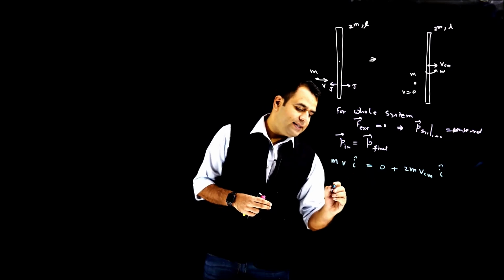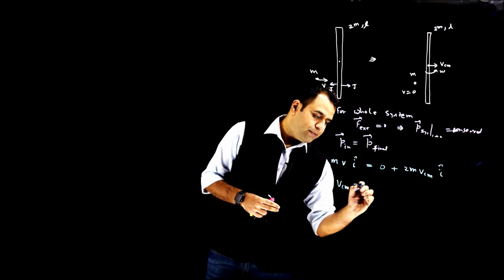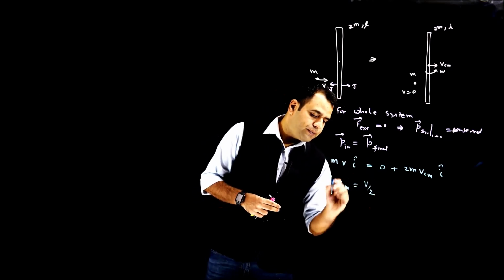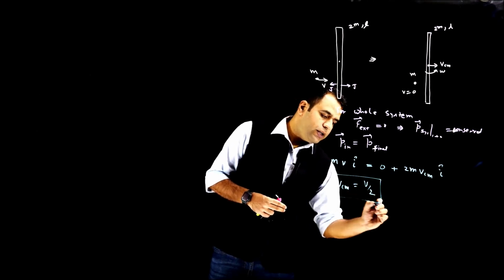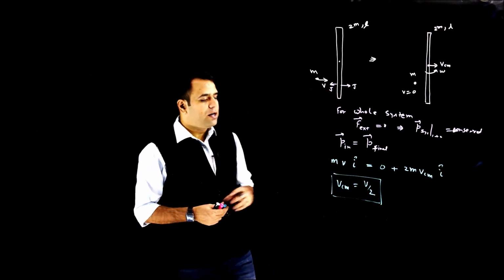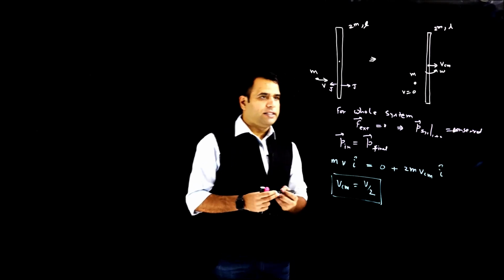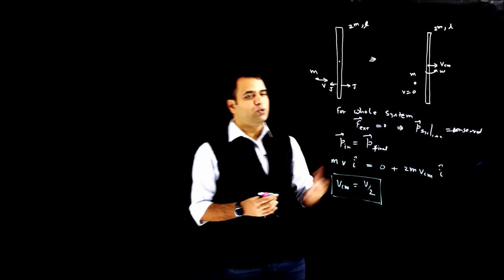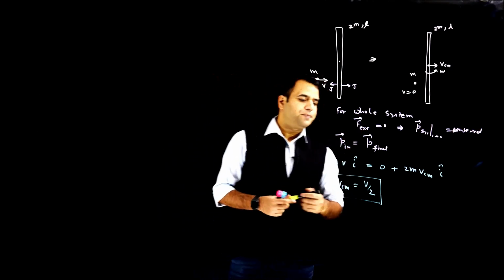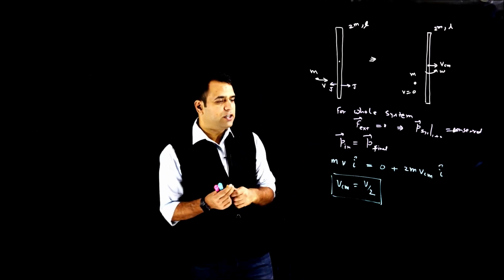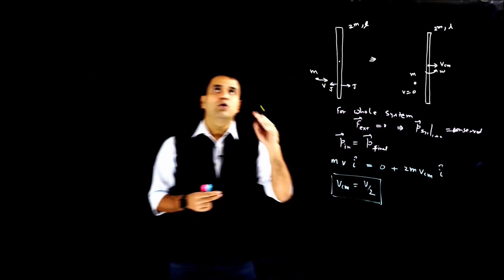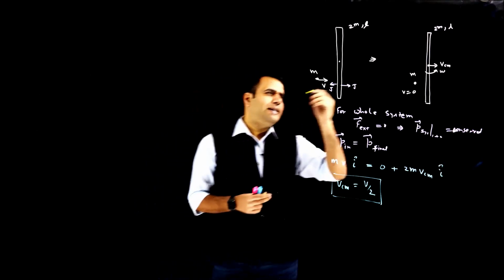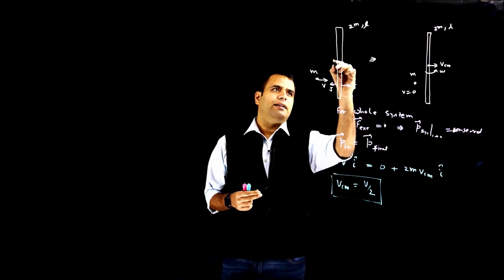If you equate these two things, the VCM comes out to be v by 2. So after the collision, the center of mass of the rod gains v by 2 velocity. So half of the velocity gets transferred to the center of mass. Okay, so this we get from conservation of linear momentum. Now let's go for torque. Now when it comes to torque, this is the axis I'll assume.